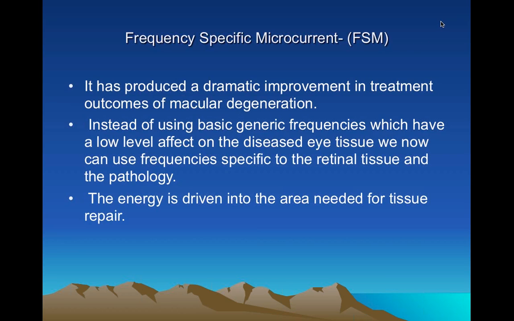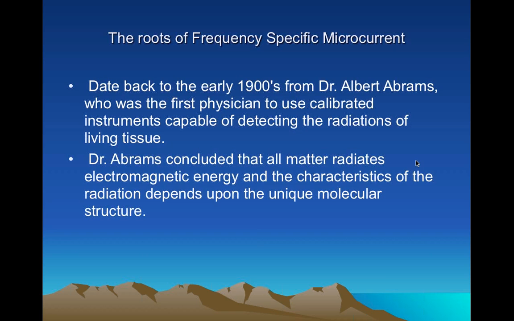So anyway, when we began using the frequency specific, this has produced a dramatic improvement in the treatment outcomes of macular degeneration. By using these specific frequencies, we're driving the energy to the tissue that we want to have the maximum effect. A general frequency of reducing inflammation will reduce inflammation in the whole body, but if we could fine tune it to be directed to the eye, then we're going to get a much more dramatic effect.